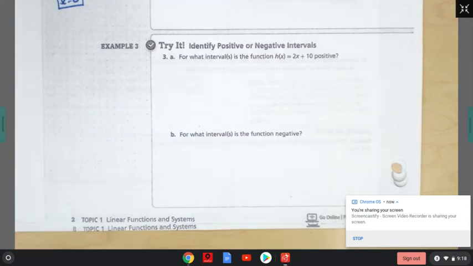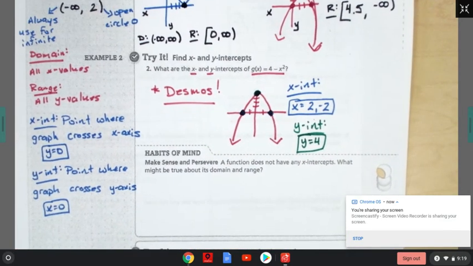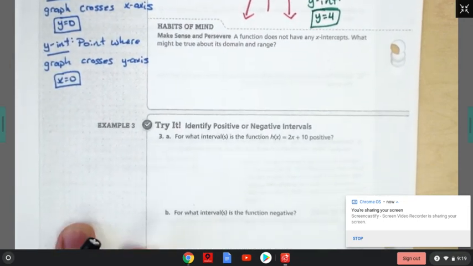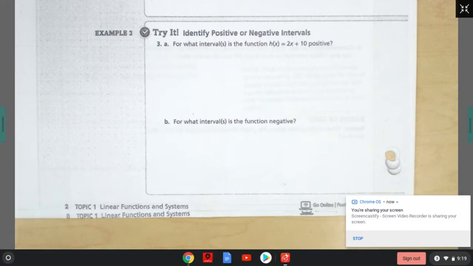All right, y'all. Welcome back to our second day of Algebra 2. Today we are on page 2 of your workbook, and we are going to talk about day 2 of topic 1.1. So if you remember the first day, we talked about domain and range and x and y intercepts. Today we are going to talk about positive intervals, negative intervals, and increase and decrease.